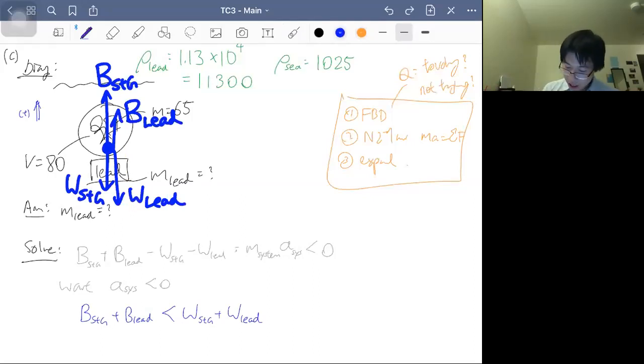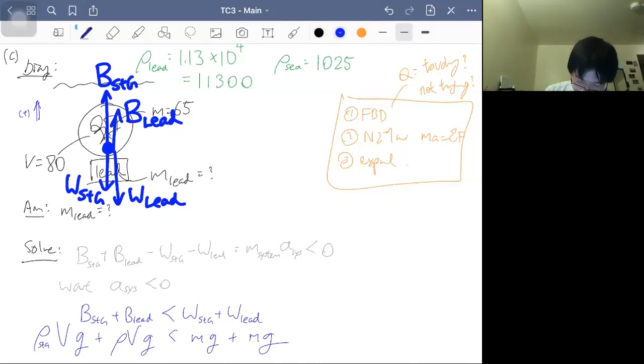Right, going back here, what's the last step? So I'm done with that. The last step is to expand out my variables. All right, so rho S plus G, V S plus G, plus rho lead V lead equals m S plus G plus m lead. So you see how confusing it is if you don't label things. This is the volume of the scuba diver plus gear. This is the volume of lead. Mass of the scuba diver plus gear, mass of lead, and all the g's cancel out. Nice.